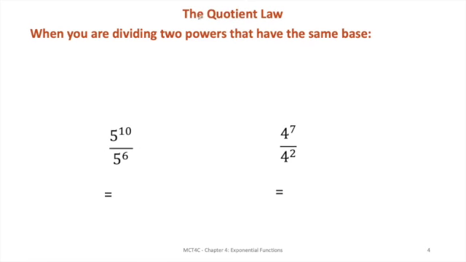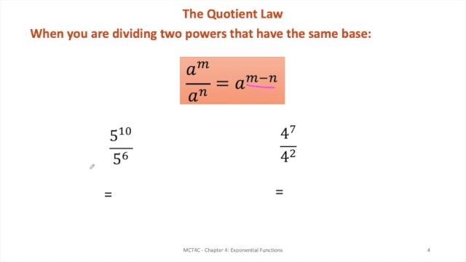Okay, remember our quotient law is when you're dividing two powers that have the same base. So you have the base of a. What do you do with the exponents? You're going to subtract them. Okay, so here 2 bases of 5, keep the base, subtract the exponents, 10 minus 6, and you should get 5 to the 4. Again, remember it's your numerator subtract your denominator, not the reverse.